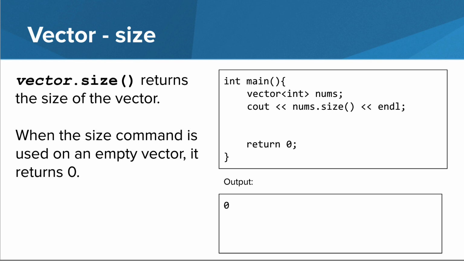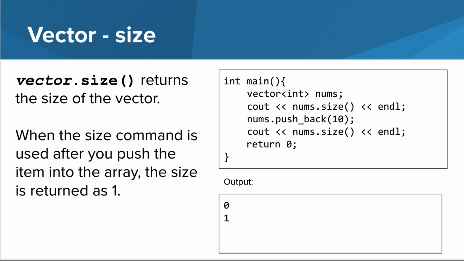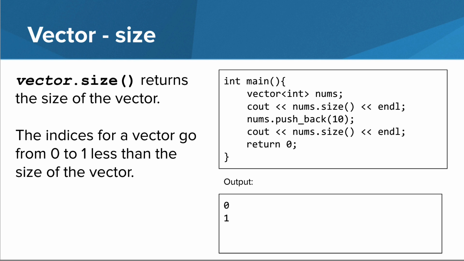Now let's introduce the size command to help with this example. The size command returns the number of elements in the vector. In this example, size returns 0 since you have not added any elements to the vector yet. Once you put that first value into the vector, the size grows to 1. It's important to note that the indices of the vector always go from 0 to 1 less than the size of the vector. In this case, the vector is size 1, so 1 less than 1 is 0. And that is what we find for the first index.